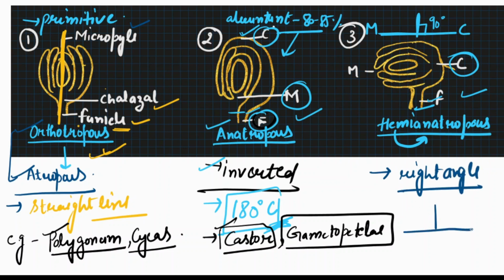Okay, so if we see, this is the chalazal end, this is the micropyle end, and here is the funicle. The funicle will make a right angle. This type of ovule is very, very important. Most of the questions from the board exam point of view have already arisen from this type of ovule, that is the hemianatropous.